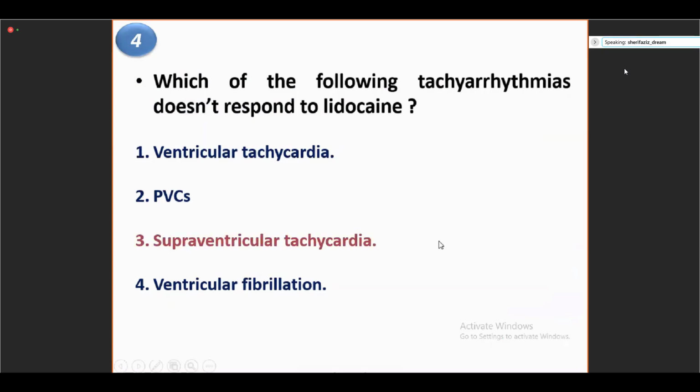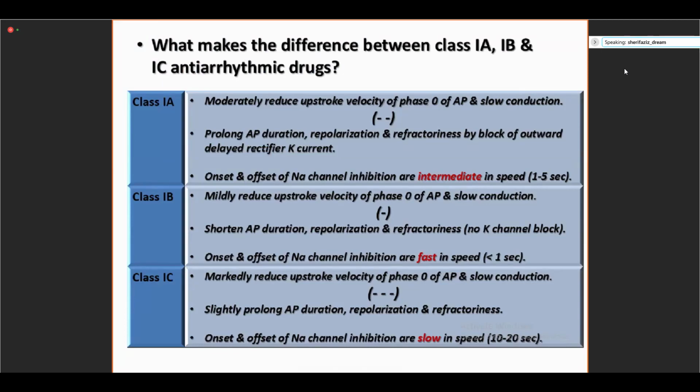Can we show the answer, please, Dr. Ahmed? It is peculiar in this choice because the other three are ventricular arrhythmias, whereas it is the only one that is supraventricular. You can see here that lidocaine is a class 1B antiarrhythmic characterized by fast onset and offset of sodium channel inhibition. So in supraventricular arrhythmias, it is not as effective as in ventricular arrhythmias due to this fast dissociation kinetics. So lidocaine is not a medication of choice in patients with SVT. We can use beta blockers, calcium channel blockers, and also class 1C antiarrhythmics. So supraventricular tachycardia is the answer.